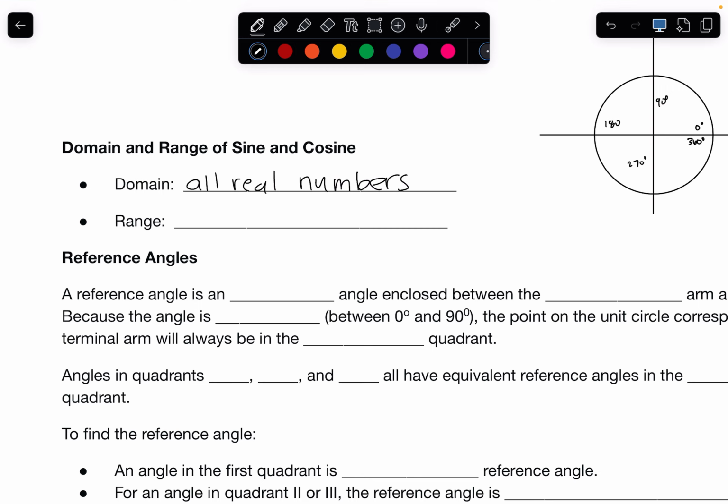I can take sine of 0. I can take sine of negative 1,000, sine of 1 million. It's just if it's smaller than 0, I'm going backwards. If it's bigger than 360, I've made more than one loop around the circle. The range has to do with the output. And we know the output are the coordinates of the points on the unit circle.